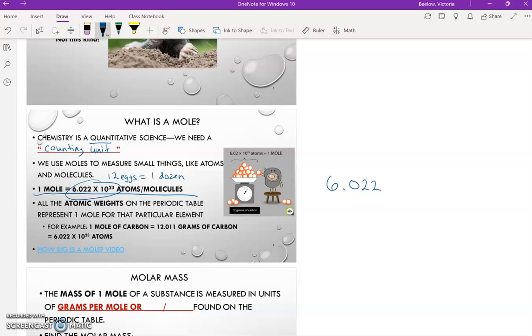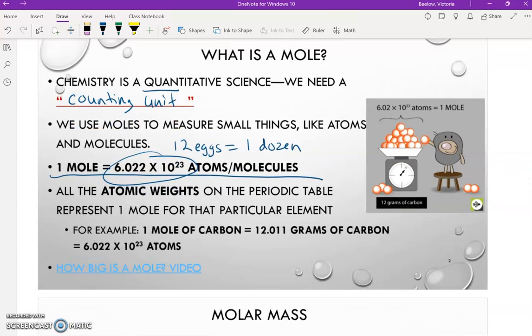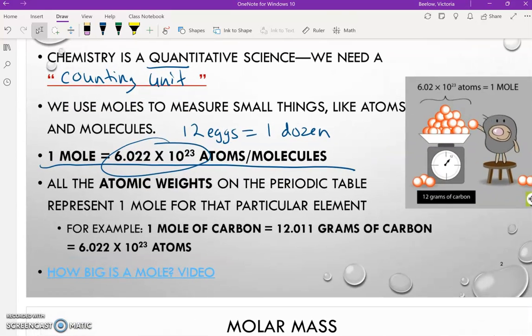This would be 6.022 times 10 to the 23rd, so I'd have to move it 1, 2, 3. I'd have to move it 20 more spaces to the right here. So that's a lot of zeros. That's 20 zeros, okay? That is a huge number. So instead of saying I have that huge number of atoms or molecules, I could just say I have 1 mole of whatever substance it is you're talking about.